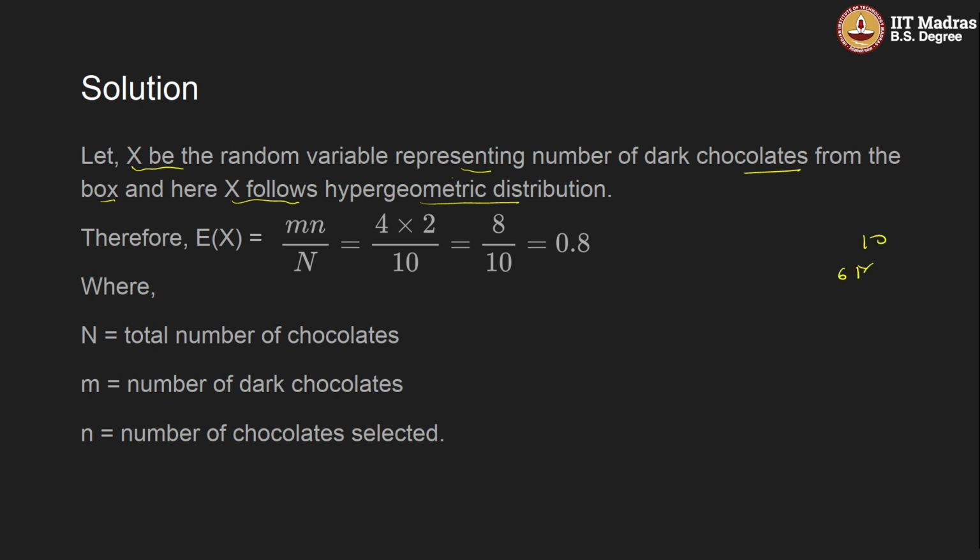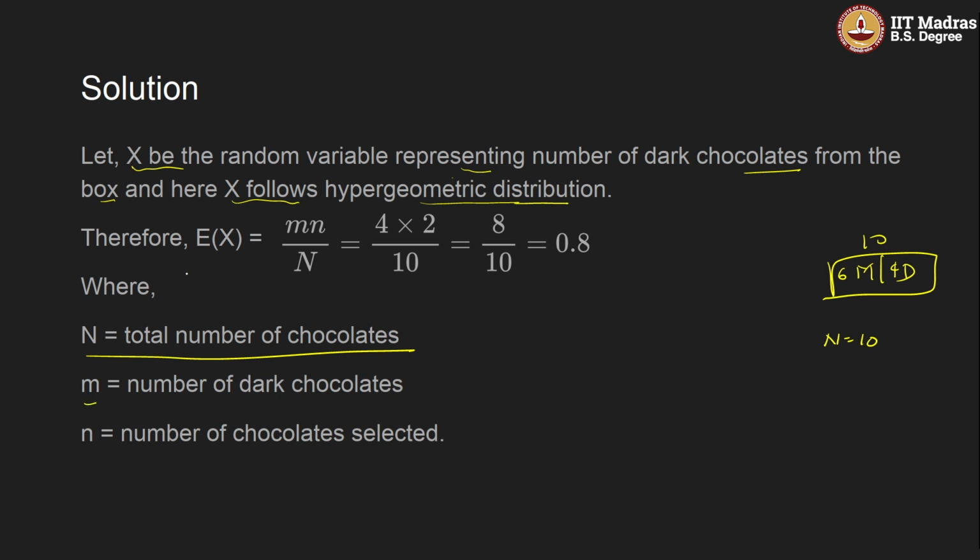6 milk chocolates and 4 dark chocolates are there. We know the formula for expectation in the case of hypergeometric distribution. It is mn divided by capital N. And what are these? Capital N is the total number of chocolates. So the total number of chocolates here is 10. And m represents the number of dark chocolates.